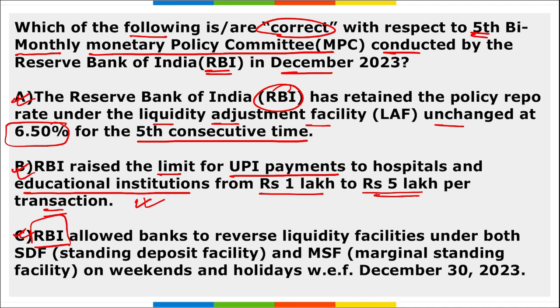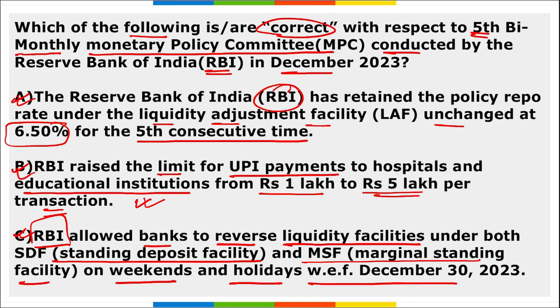And C, RBI allowed banks to reverse liquidity facilities under both the standing deposit facility and marginal standing facility on weekends and holidays with effect from 30th of December. So all these options are rightly mentioned.